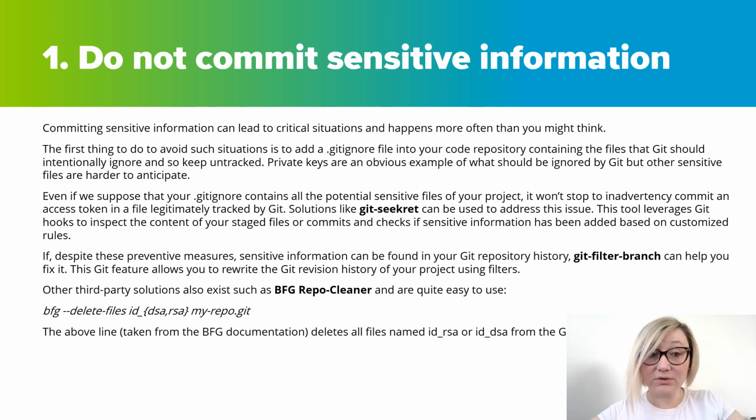The first thing to do to avoid such a situation is to add a gitignore file into your code repository containing the files that Git should ignore, and so keep them off track. Private keys are the best example of what should be ignored by Git, but other sensitive files are harder to anticipate. Even if we suppose that your gitignore contains all the potential sensitive files of your project, it won't stop you from inadvertently committing an access token in a file tracked by Git.